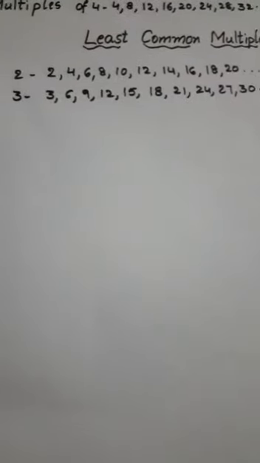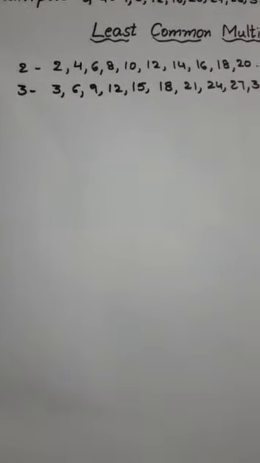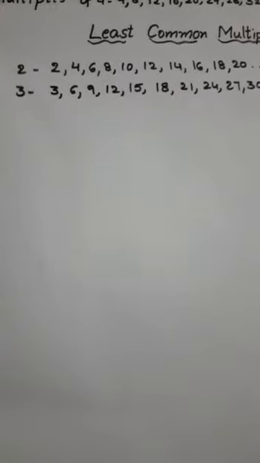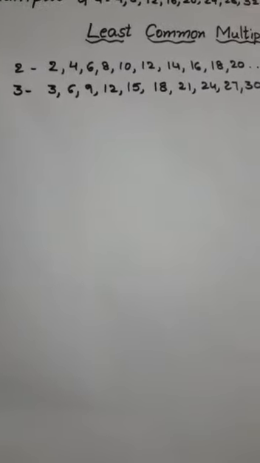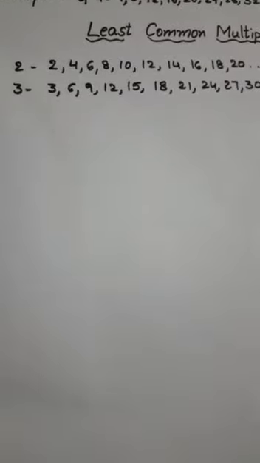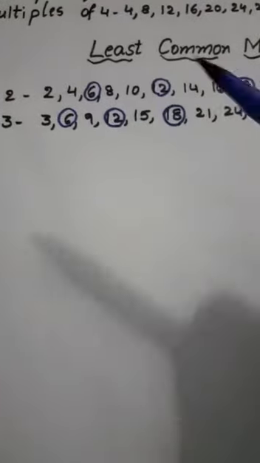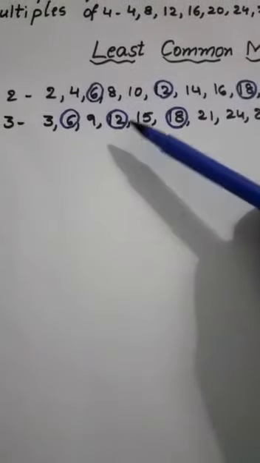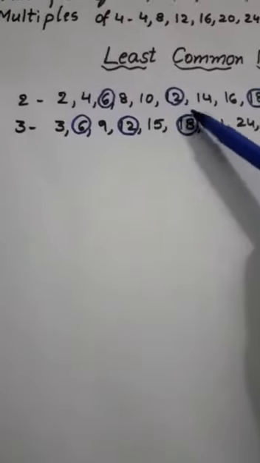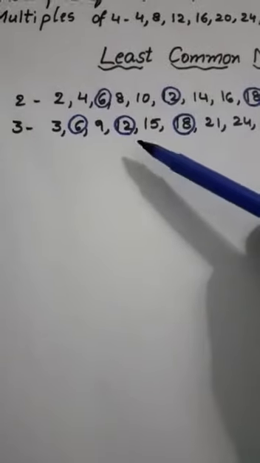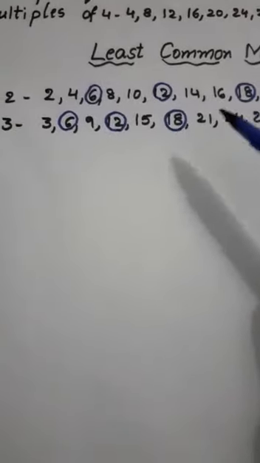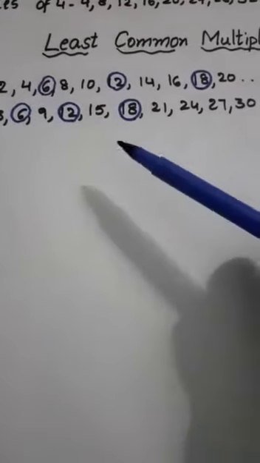Now children, observe here, in these 2 and 3, is there any numbers common? Yes, very good. What are those numbers? 6, 12, 18. Very good. So look here, which numbers are common? 6, 6. Next 8, 8 is not there. 10 also not there in this. Next coming to 12, 12, 12. Next 14, not there. 16, no. Next 18, here also 18.